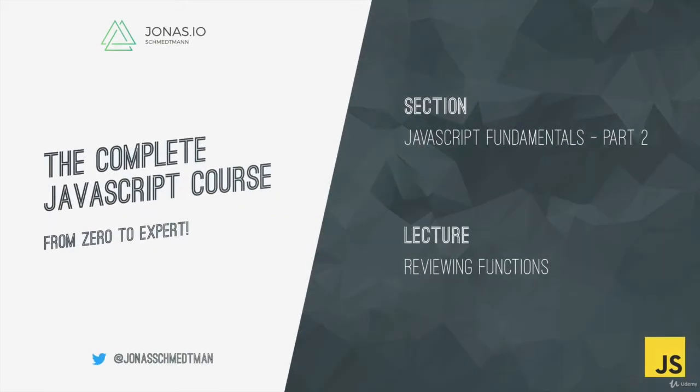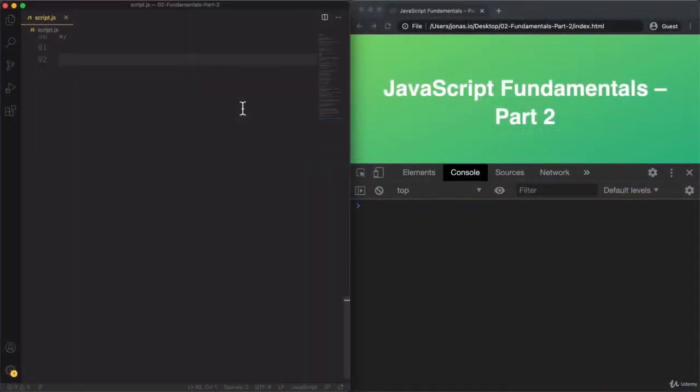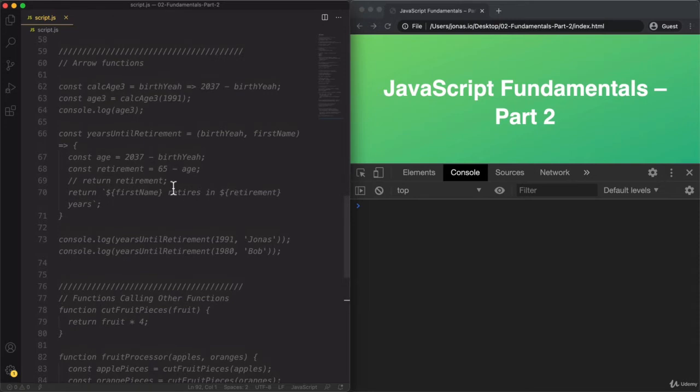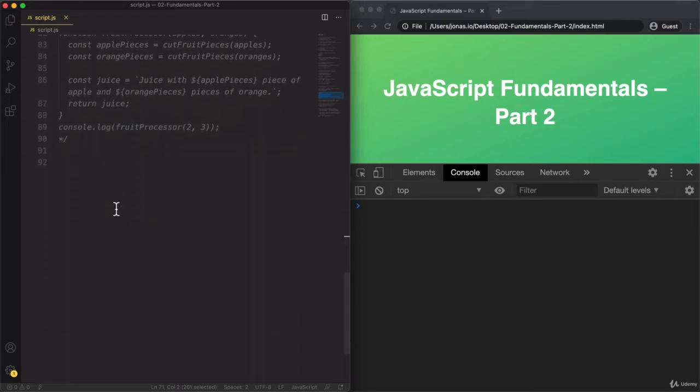To finish this part about functions, let's review everything important that we learned so far in order to make sure that you really understand functions before we move on to other topics. Let's start by bringing back and rewriting the function that we wrote before, which is the years until retirement function. I think it was in the lecture about arrow functions. So let's copy this one and paste it here.